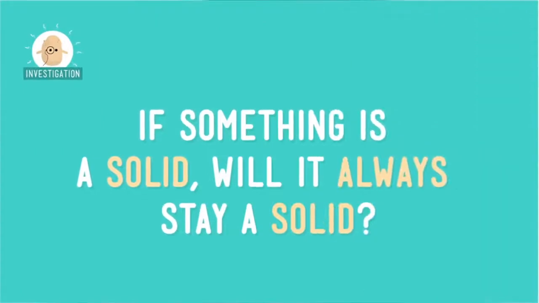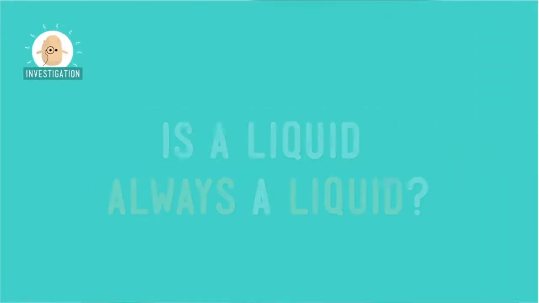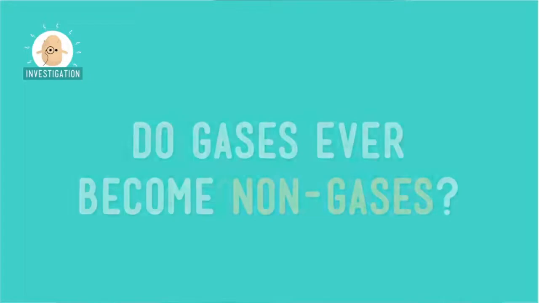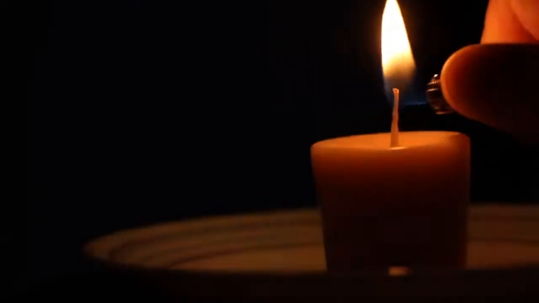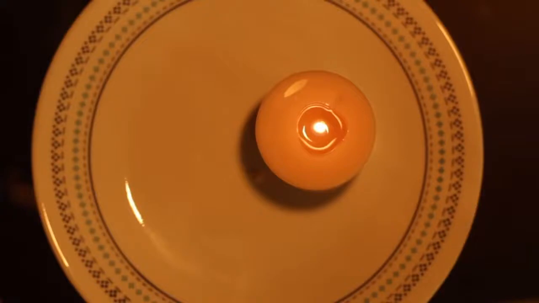But if something is a solid, will it always stay a solid? Is a liquid always a liquid? Do gases ever become non-gases? To find out if matter can change states, let's find examples of when objects' properties change. Then we can figure out what's happening to their particles. Here's one, a candle. It's solid, right? Made of wax? But when you light the candle, the packed particles loosen up and the wax begins to melt. Liquid wax. So a solid can become a liquid.